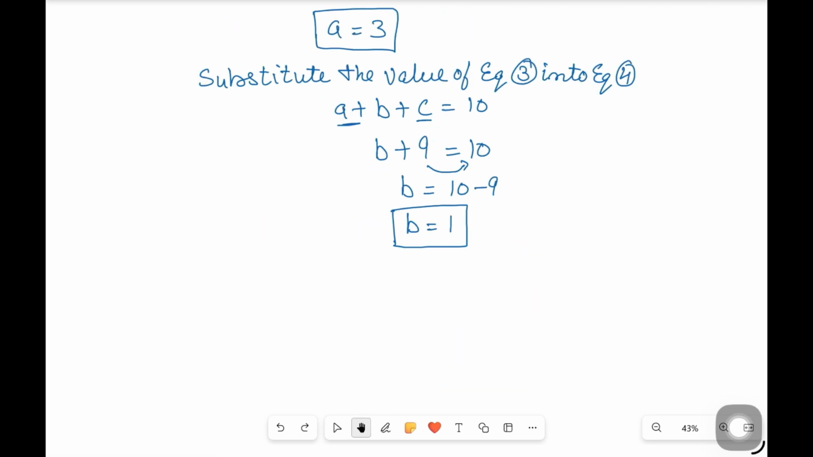So we have successfully found the values of all the three variables. The value of a is 3, b is 1, and c is 6. And that's our final answer. I hope you found this method easy to understand.